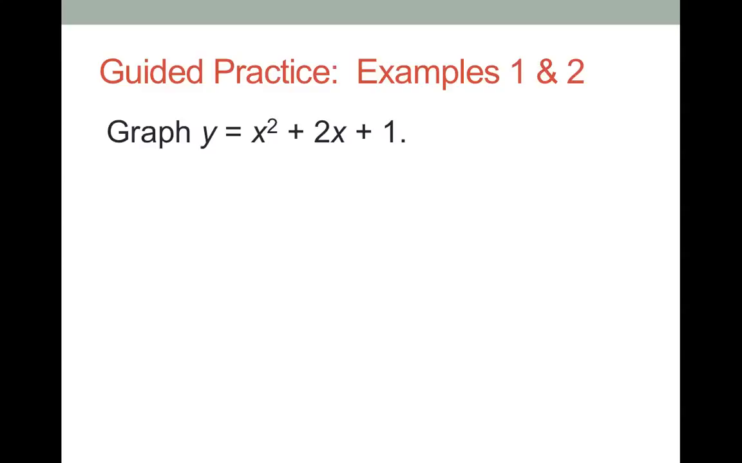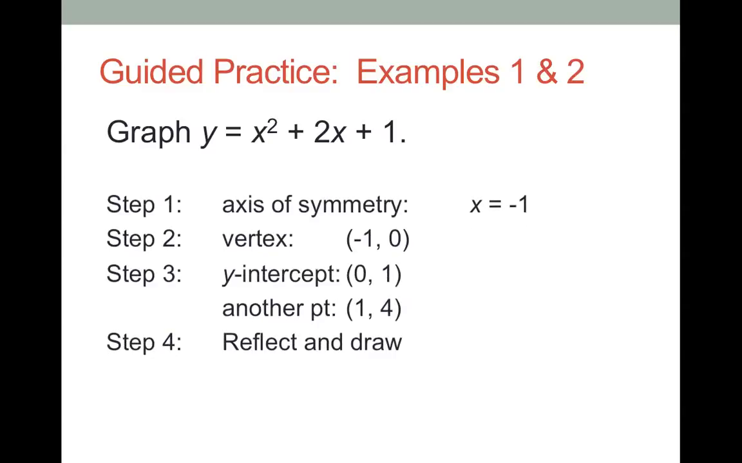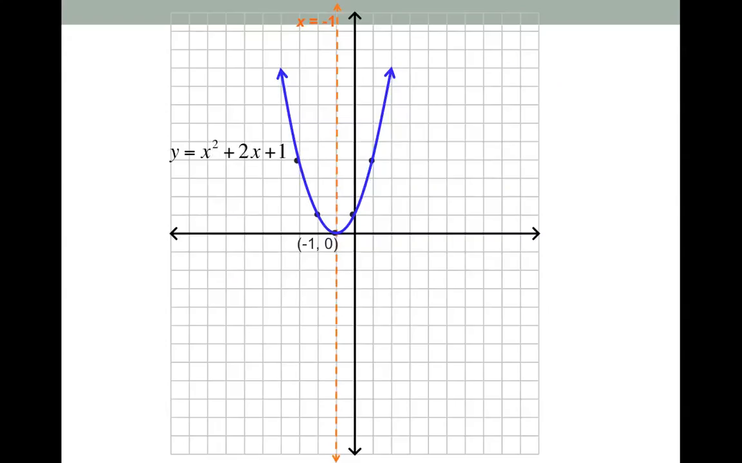All right, so as you work through the steps, you should get this kind of information. Your axis of symmetry should be x equals -1. Your vertex should have been at (-1, 0). You could have a y-intercept at (0, 1). Another possible point you could use would be the point (1, 4), and then you could reflect and draw. So you would end up with a graph that looked like this.